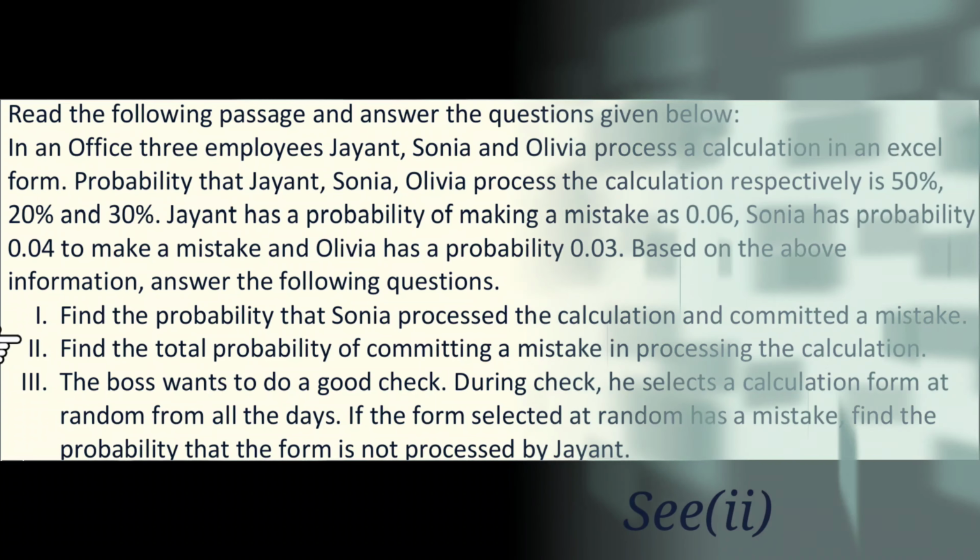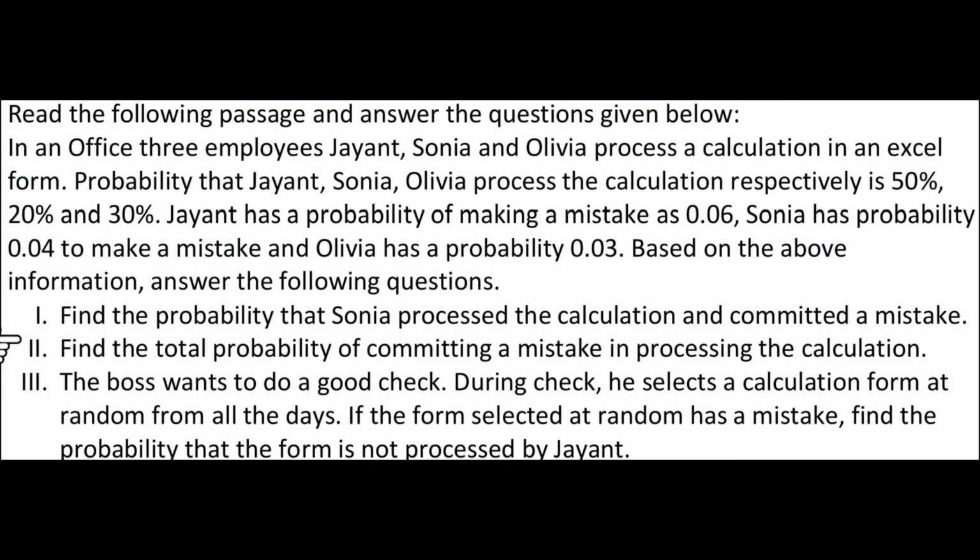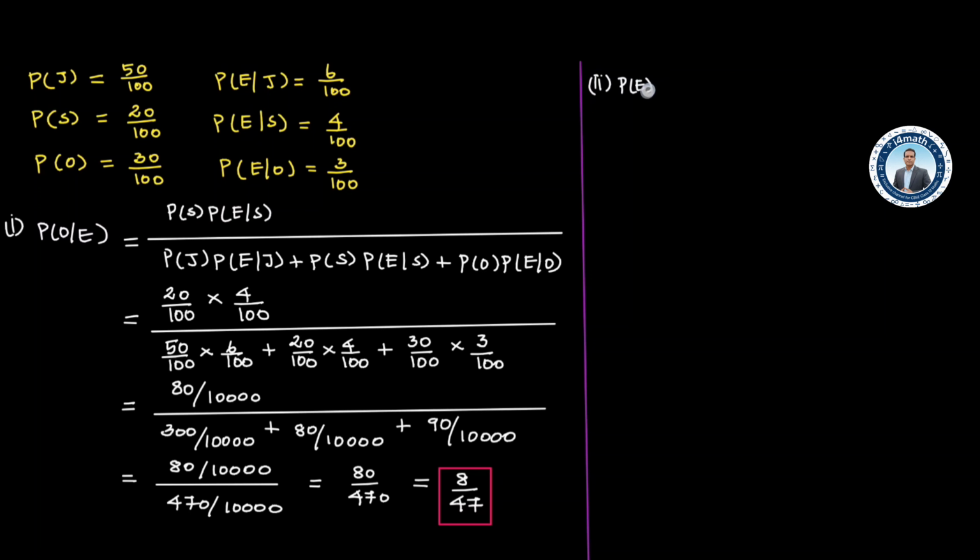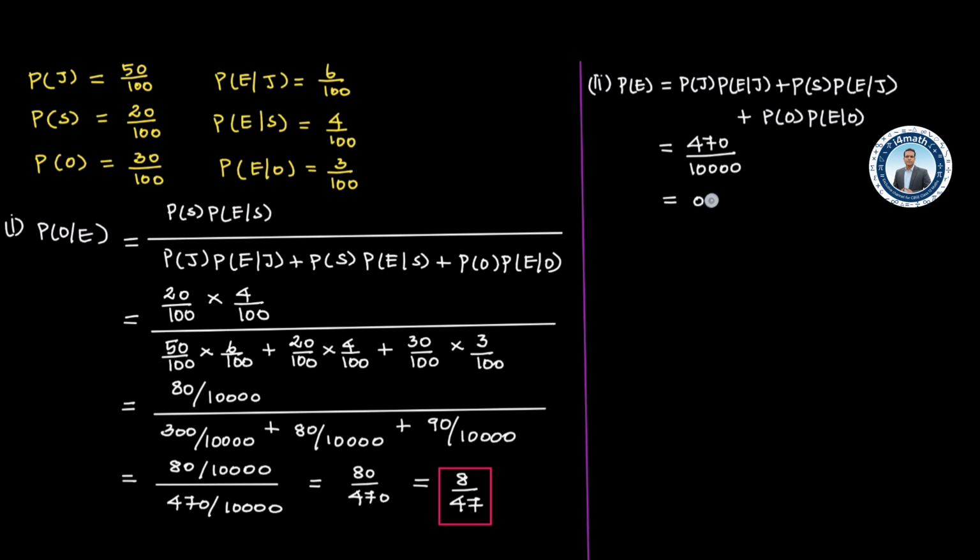Find the total probability of committing a mistake in processing the calculation. Now actually we are going to calculate the total mistake, that is P of E, which is equal to P of J into P of E given J plus P of S into P of E given S plus P of O into P of E given O. Already we calculated this value in the previous problem, that is, see the denominator value, that is 470 divided by 10,000. So what is the value of 470 divided by 10,000? 0.047.